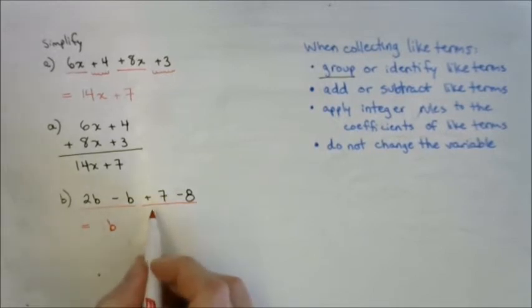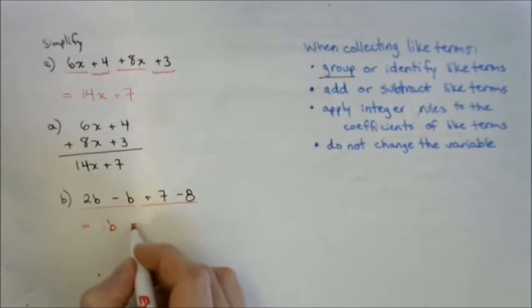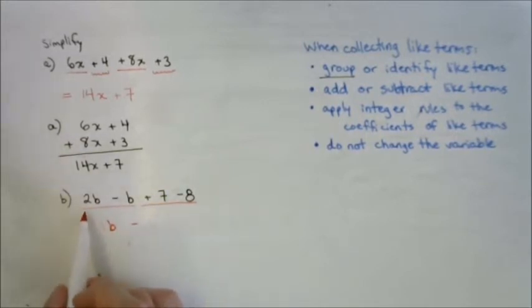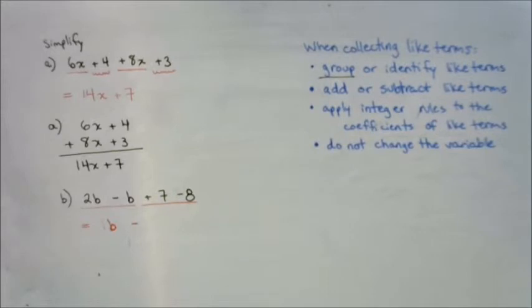So it's +7 minus 8. Would it be negative b? There's a negative 1 right there, a minus 1 coefficient. It's an invisible 1. We know it. So you've got 2 minus 1.